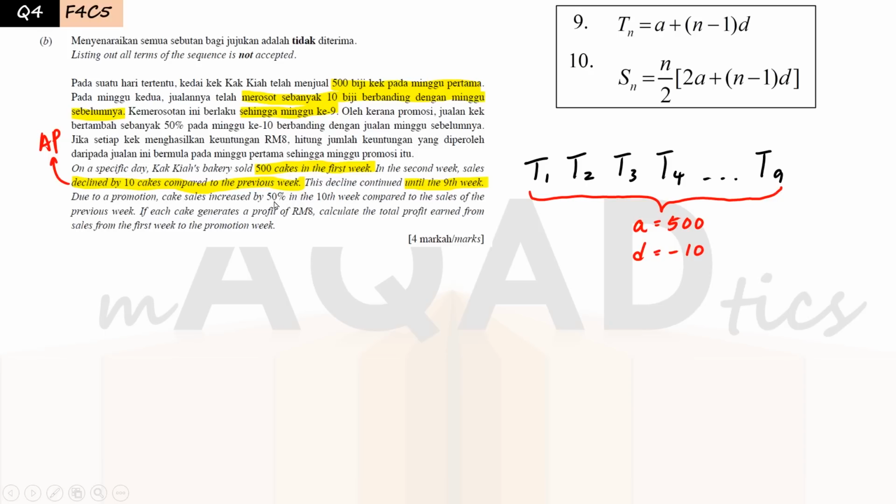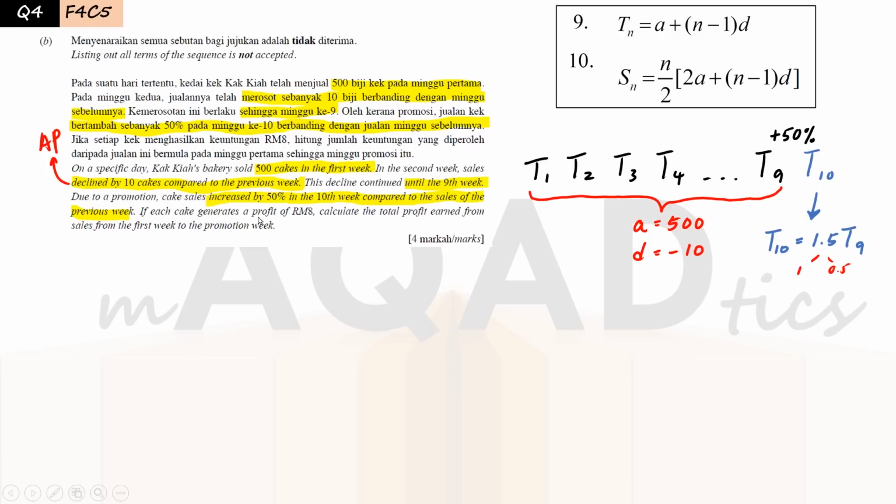Okay, and it says that because of a promotion, the sales increased 50% in the 10th week compared to sales in the previous week. So for T10, it increased 50%, so means the number of cakes sold in this week would be 1.5 times T9, right? Because here we have an increase of 50%, so we are going to use the value of T9, up it with 50%, so it's 1.5, right? So 1 here represents the number of sales in week 9, and the 0.5 here would be representing the increase of the sales, right? That's why here is 1.5.